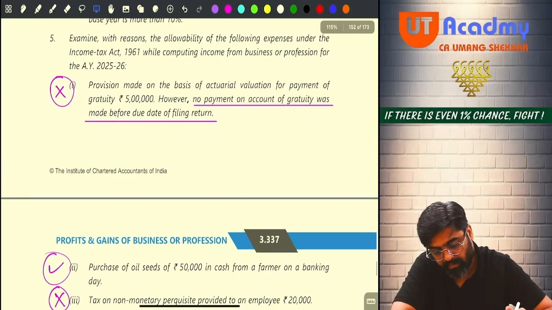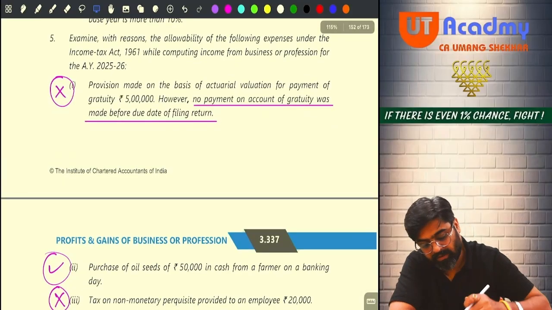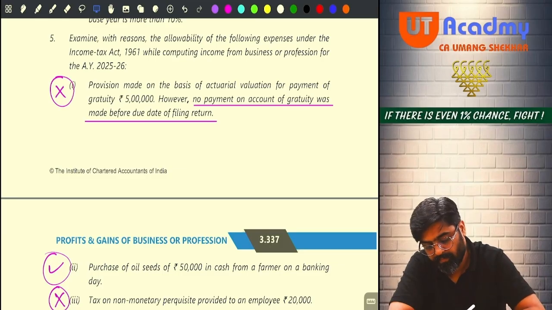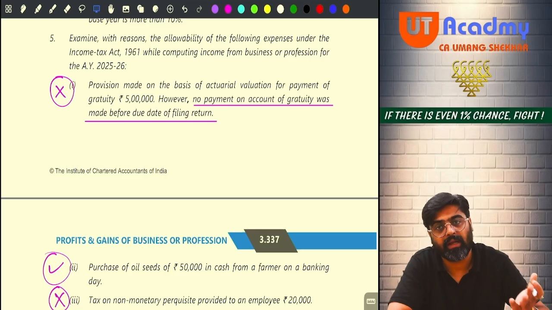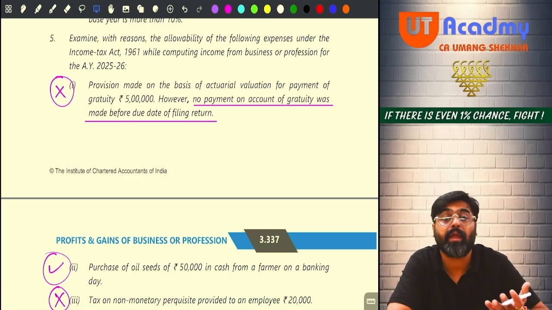Fifth one. Examine with reasons the allowability of the following expenses under the Income Tax Act 1961. So you are supposed to say whether these expenses are allowable or not. If allowable, what is the reason, under which section? And if not allowable, disallowed, then why? As per which section? Getting my point?